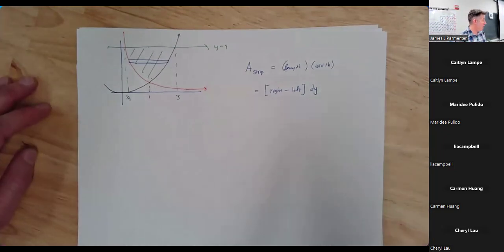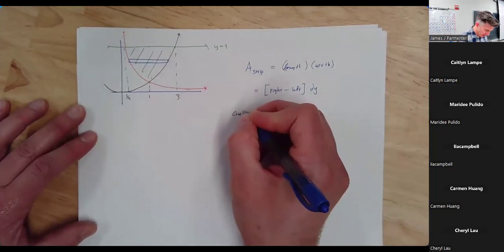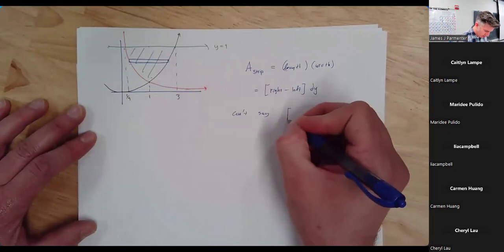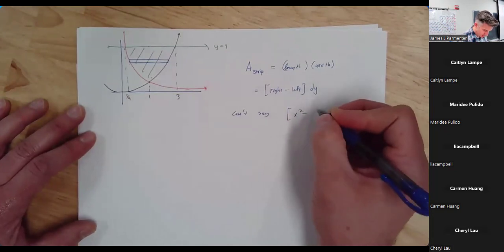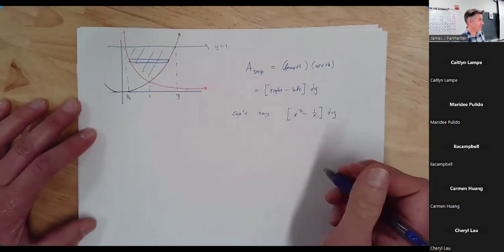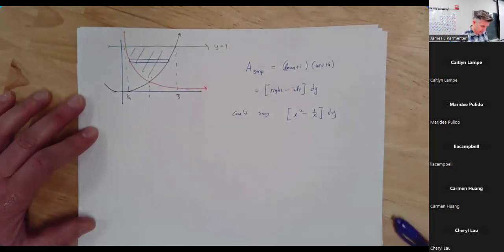of the variable y. So we can't say we're going to have the right function, which is y equals x squared, minus the left function, which is 1 over x, times dy. That's not going to work for us if we try to integrate that because we have the wrong variable. So we have to change all our functions.